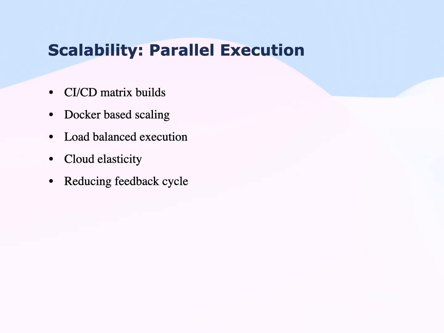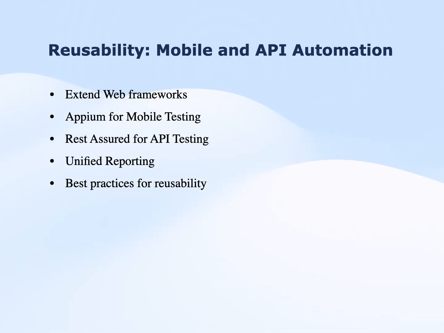Scaling test execution reduces feedback time and increases confidence. Matrix builds, Docker scaling, cloud elasticity, and load balancing allow hundreds of tests to run efficiently. Extend your framework to mobile apps with Appium and APIs with Rest Assured. Unified reporting across UI, mobile, and API tests ensures easier maintenance and broader coverage.